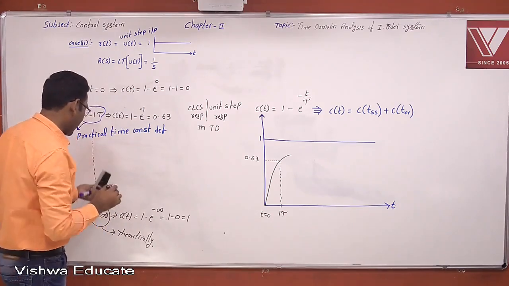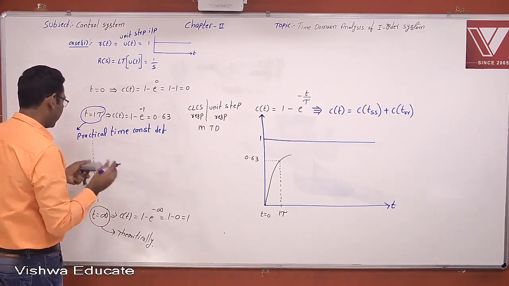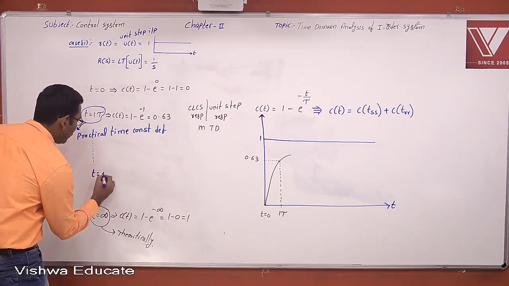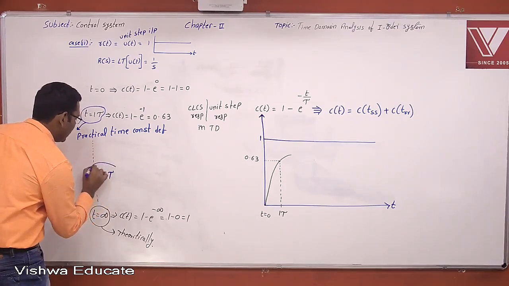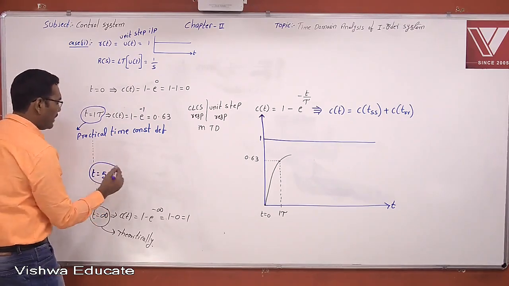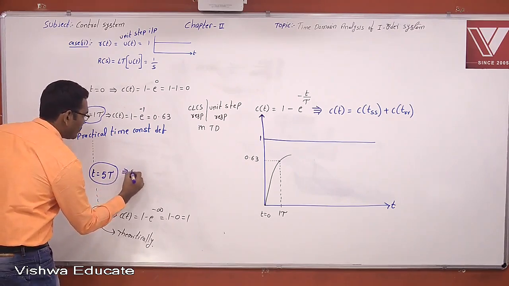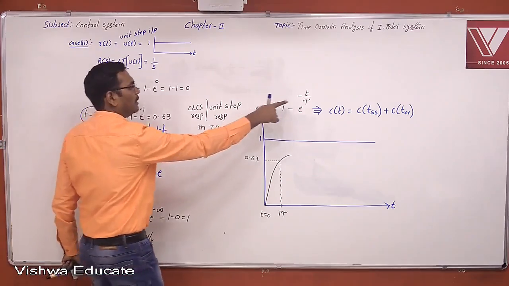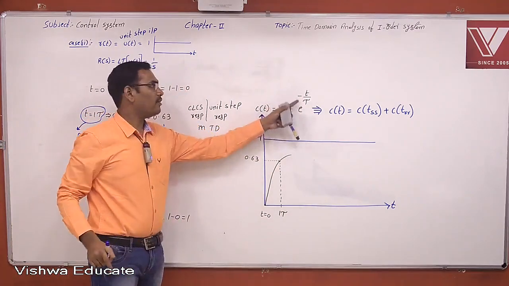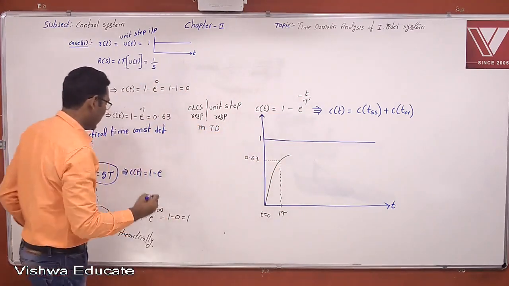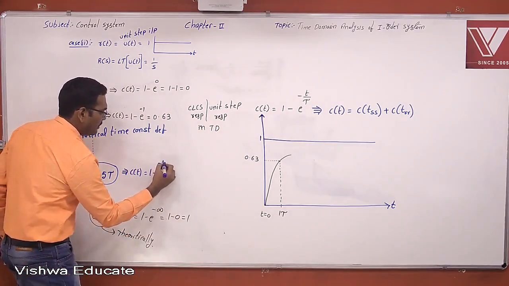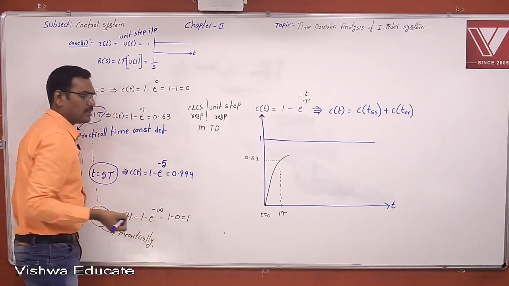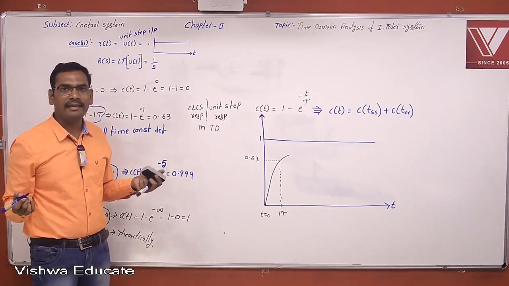So which means that practically, when t is equal to 5 time constants, now see here, the response C of t is 1 minus e power minus t by time constant, with t equal to 5 time constants, time constant cancel, e power minus 5, which is equal to 0.99, which is nothing but 99.99%.